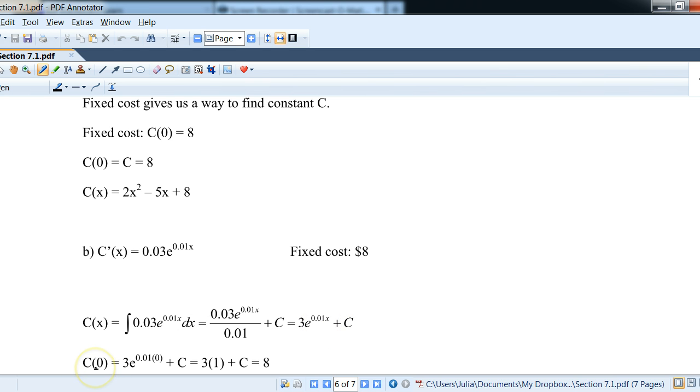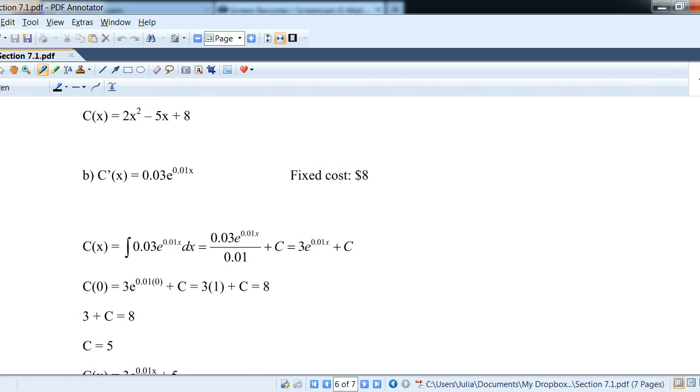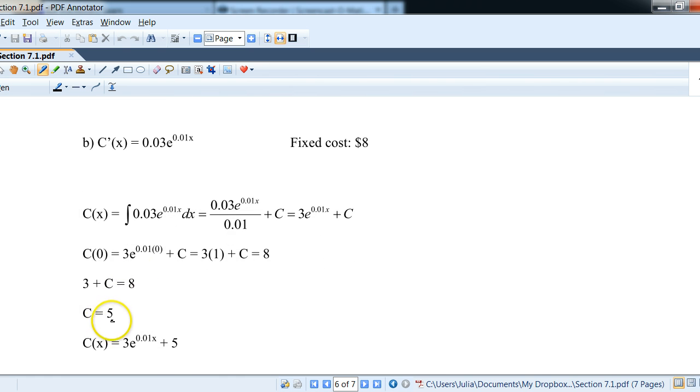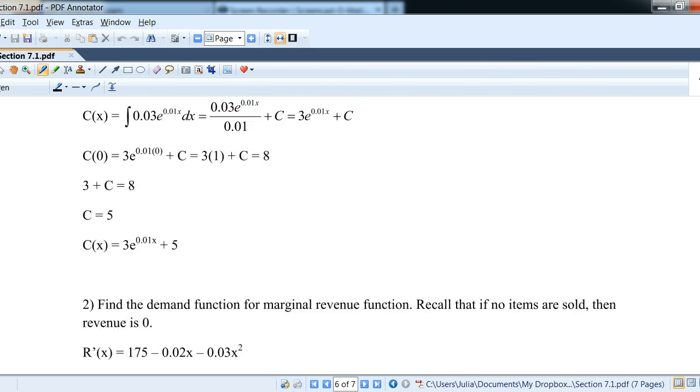Notice the fixed cost is just C of 0, so you plug in 0 into your function plus a constant, and we're trying to solve for it. You can simplify: e to the 0 is 1, so that does not go away. So you have to account for that. So that's 3 times 1 plus a constant equals 8. So you'll solve for the constant in here. In this case, it's going to be 5. So it's not exactly the same as the fixed cost, so you cannot assume that. You actually have to plug it in and solve for it. So the final answer would be 3e to the 0.01x plus 5. And I think that's it.